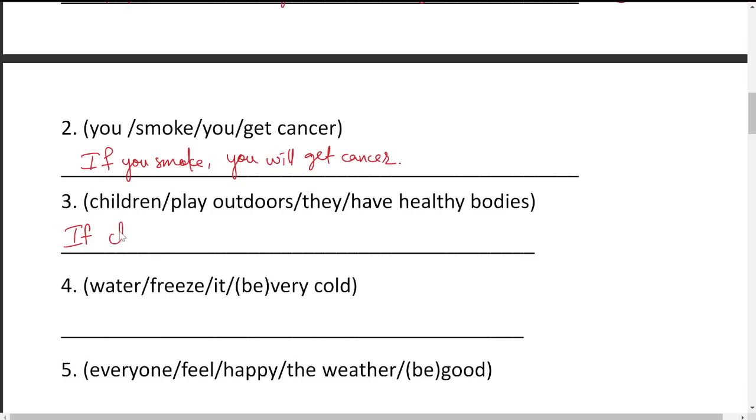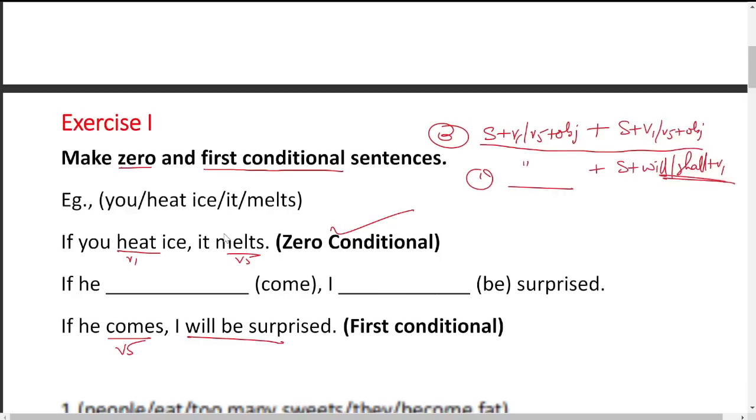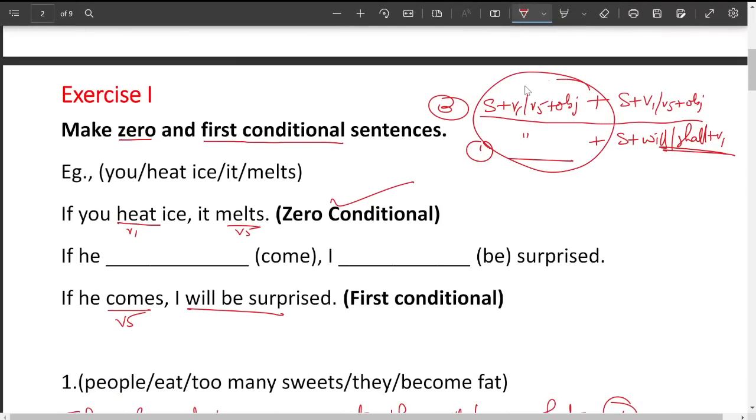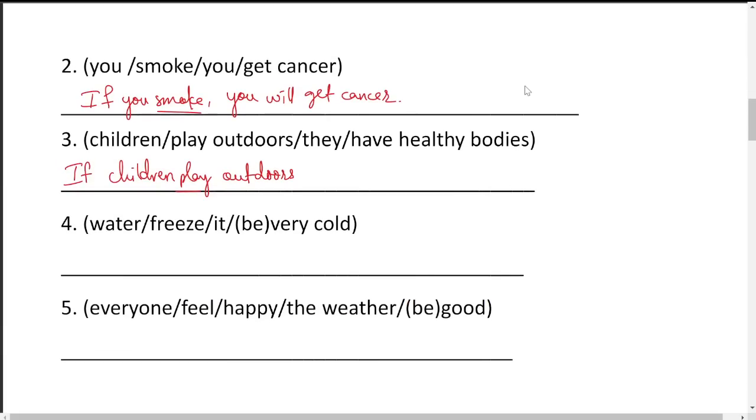Now what we can use here: if children play outdoors, the children play outdoors. See, we are writing only simple present cases here in all these cases because the rule that is given above is only to be used in the zero condition or the first condition. So if you use the first condition or zero condition, in the two cases we use only simple present tense. So that is the reason in the two cases we are using only simple present. So here it is v1.